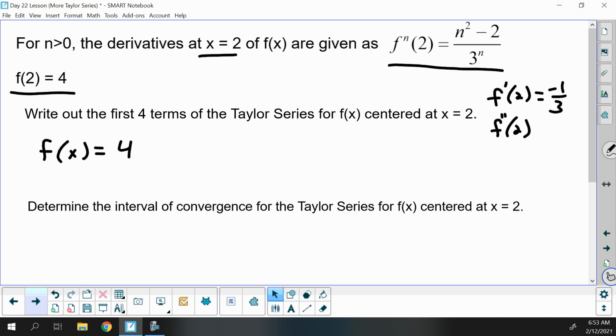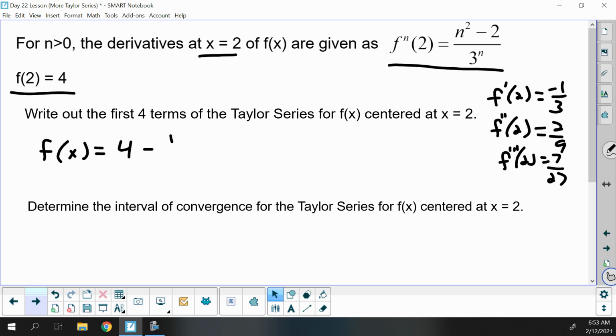So if we sub in 2 for n, because it's the second derivative, we'll have 2 squared is 4, minus 2 is 2. 3 squared is 9, so we get 2/9. And our third derivative at 2, if we sub in 3, we'll get 9 minus 2 is 7. 3 to the third is 27, so we'll get 7/27. Those will each be out front.